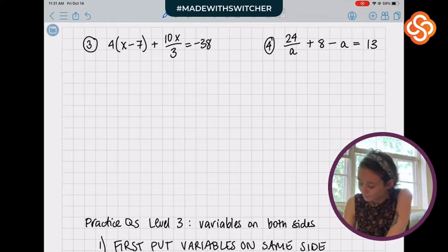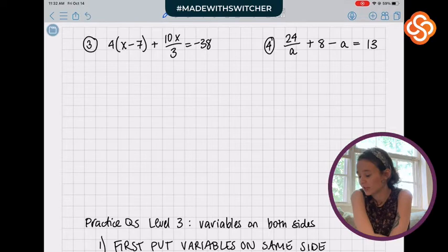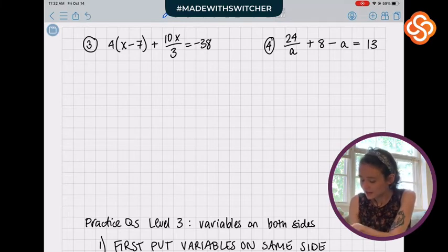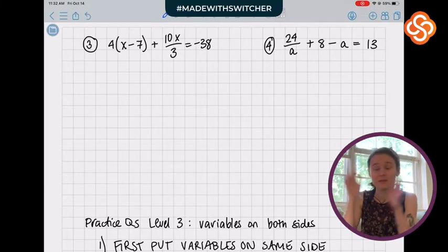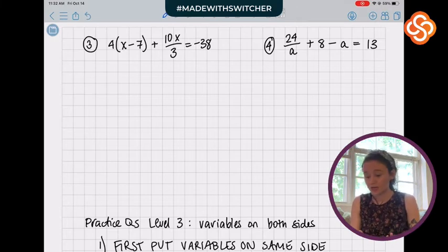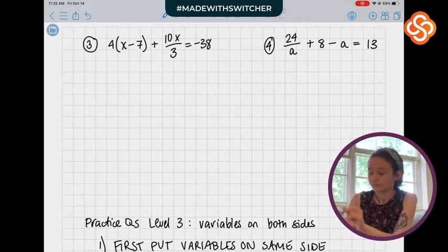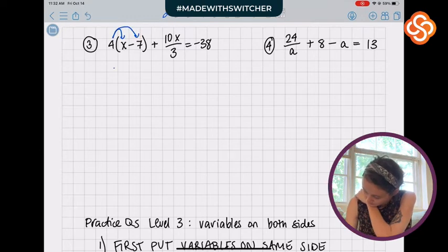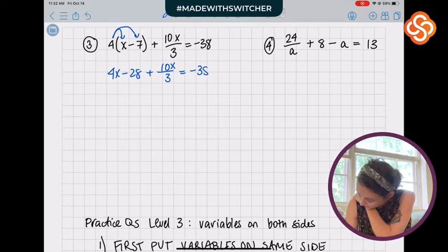So what we're gonna do, what do y'all see in this equation? Do you see any like terms? I see these numbers, but they're not just hanging out by themselves. And I see these x's, but one's in the parentheses, one's in a fraction, so I'm not trying to combine anything. But what else do I see? Some parentheses, so go ahead and get rid of those. 4x minus 28 plus 10x over 3 equals negative 38.